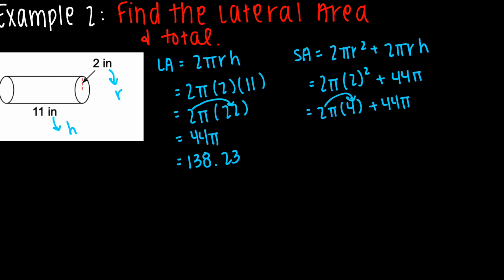And then we distribute that 2 pi into parentheses. That gives me 8 pi plus 44 pi. So 8 plus 44 leaves me with 52 pi as the exact answer. 52 pi as a decimal gives me 163.36. So this is what my total surface area would be, exact and a decimal approximation.